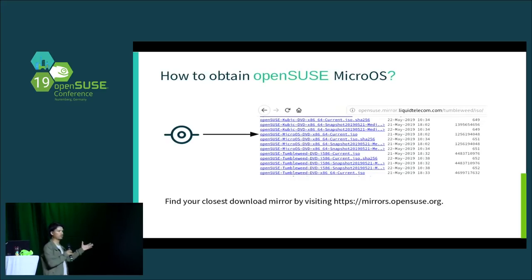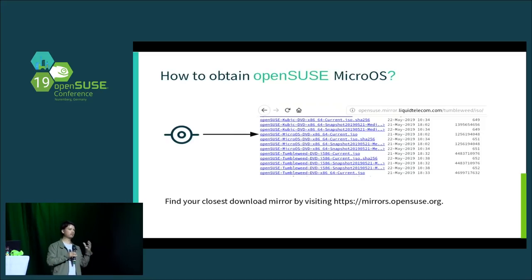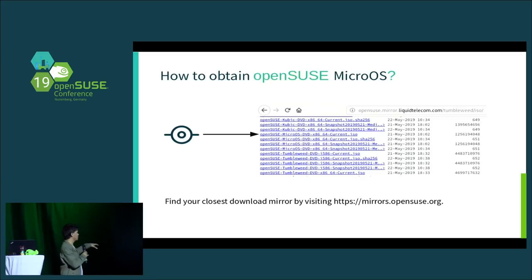I go to mirrors.openSUSE.org, find the closest mirror, because I live in the middle of the Indian Ocean, Mauritius. Everything is far away from us. Europe is far, US is far, Australia is far. And the closest that I get could be South Africa with 75 milliseconds of latency. So yes, I will find it, and I will go under the Tumbleweed URL there, and I will find the openSUSE MicroOS DVD ISO image.